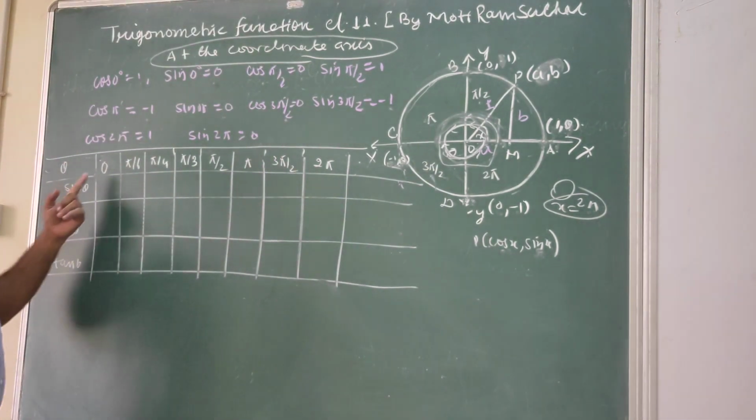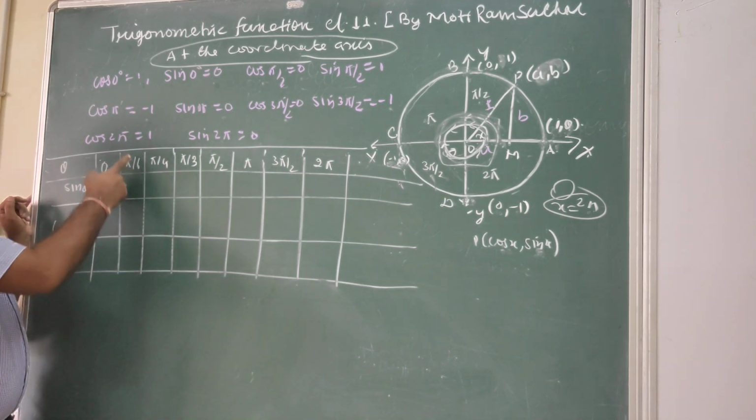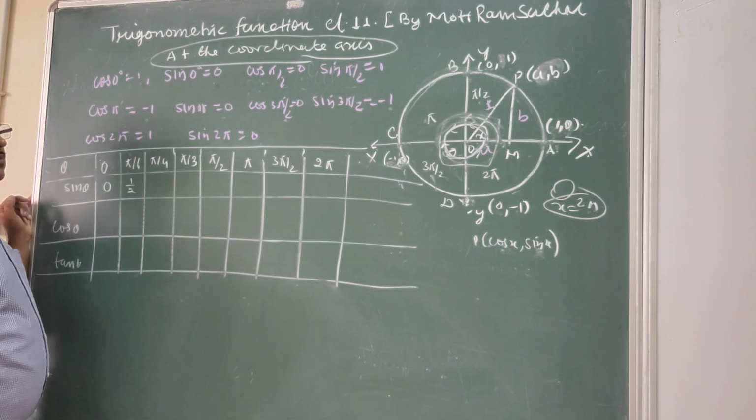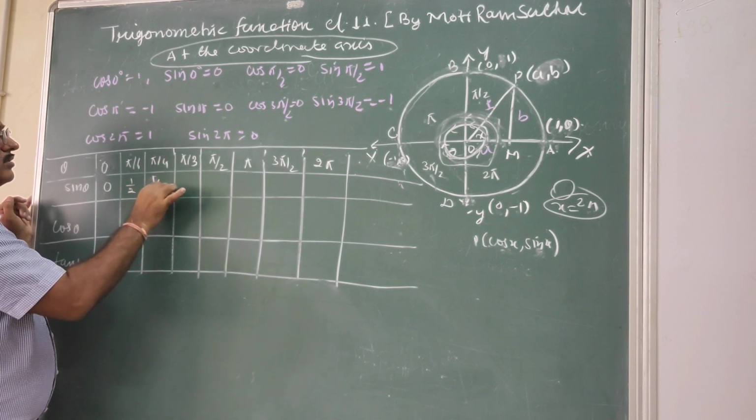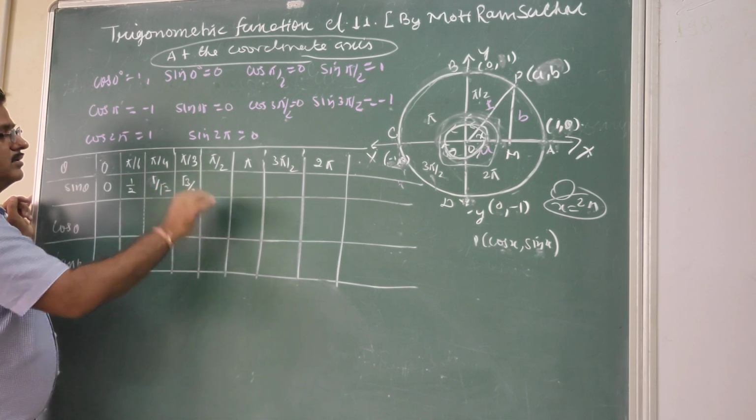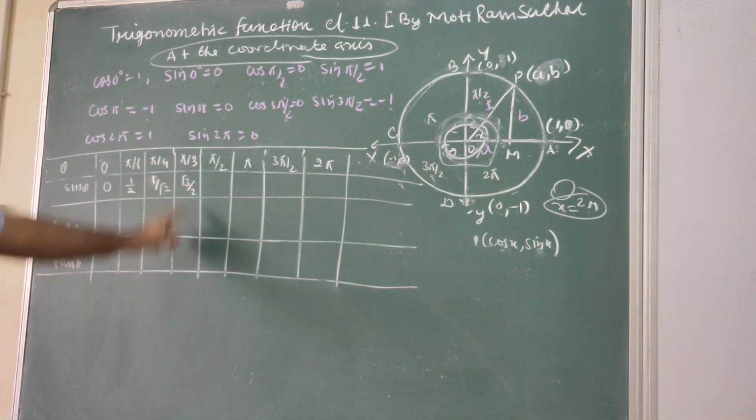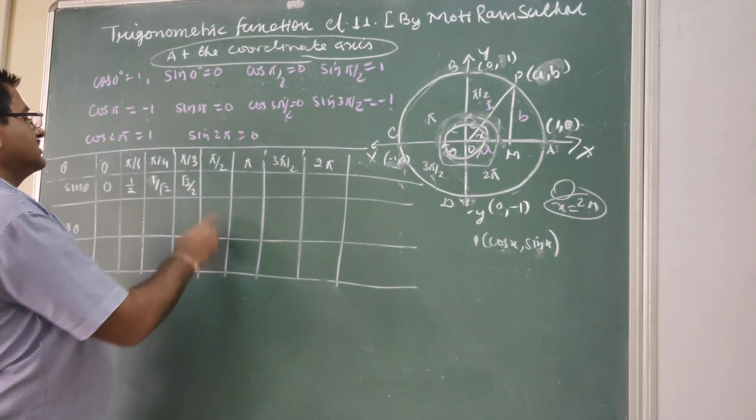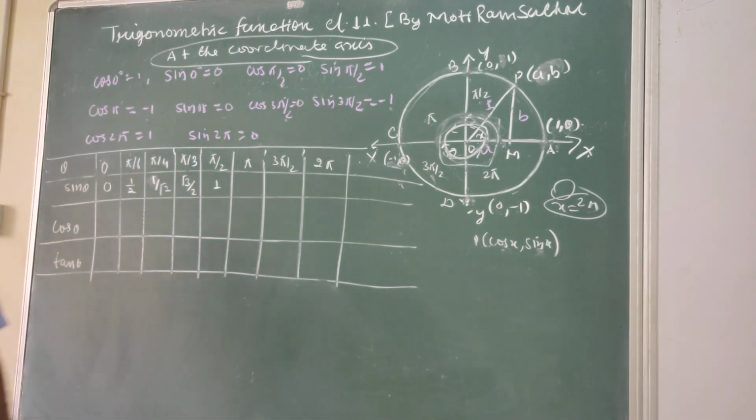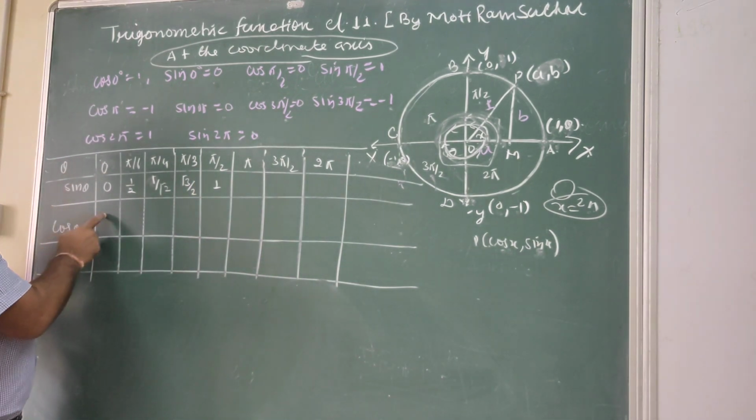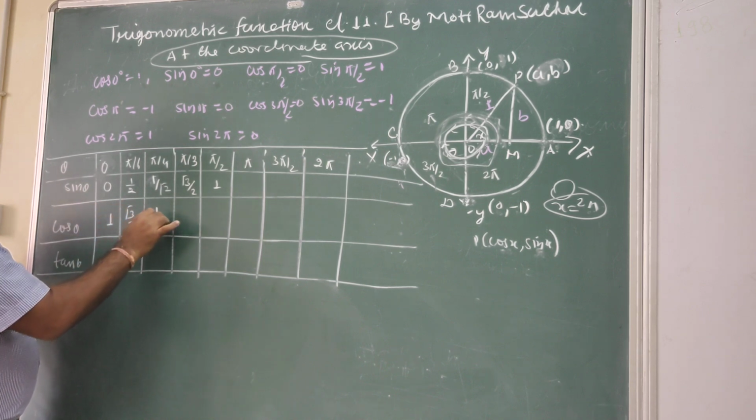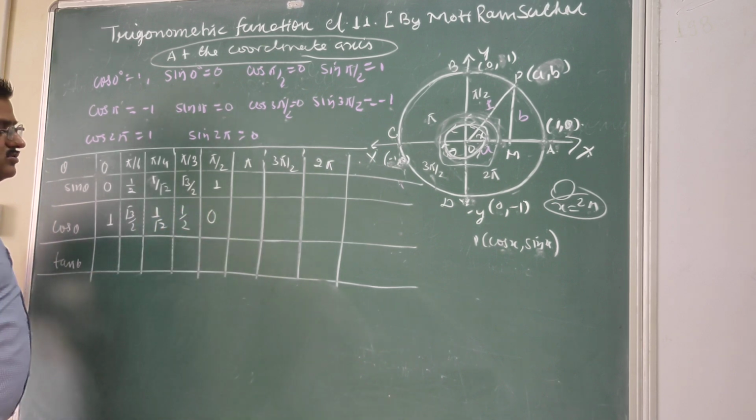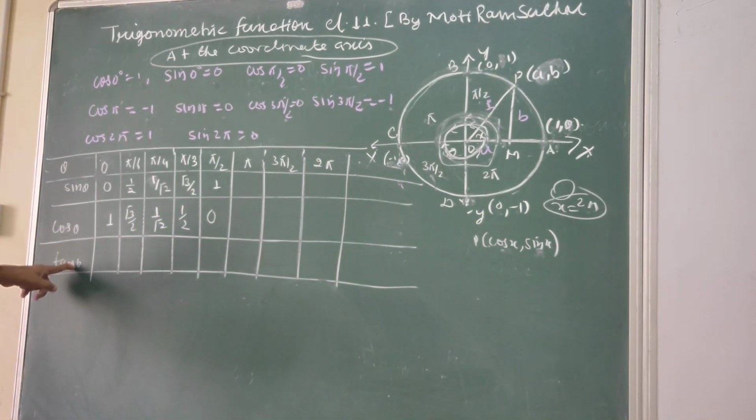Clear? So you already know sin 0 is 0. Sin pi by 6 is 1 by 2. Sin pi by 4 is 1 upon root 2. Then sin pi by 3, that is sin 60, is root 3 by 2. Then sin pi by 2 is 1. This we already know. Similarly for cos you know, cos 0 is 1, then root 3 by 2, 1 by root 2, 1 by 2, 0. This you know.